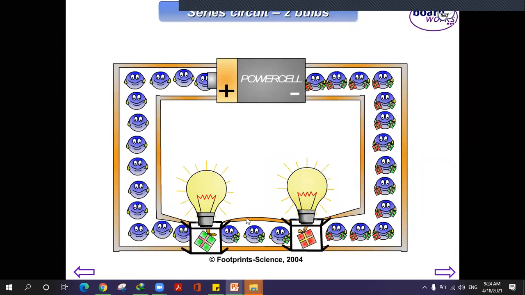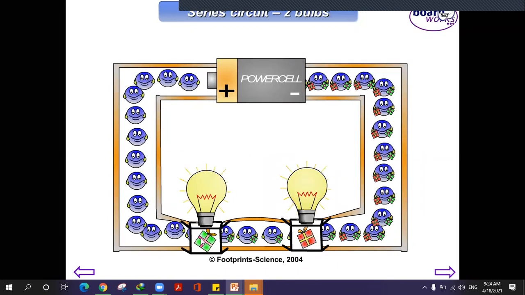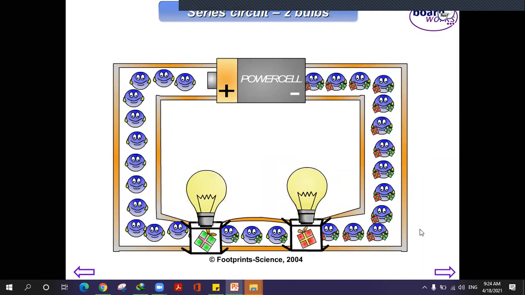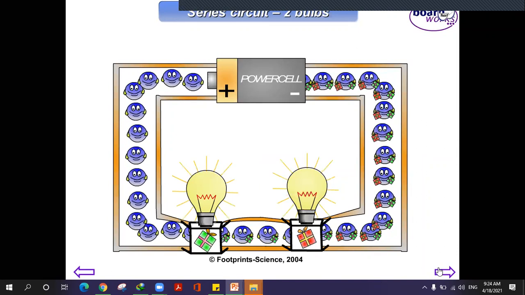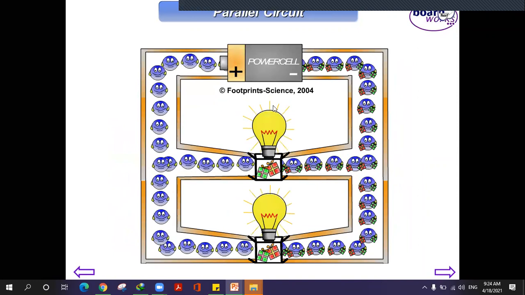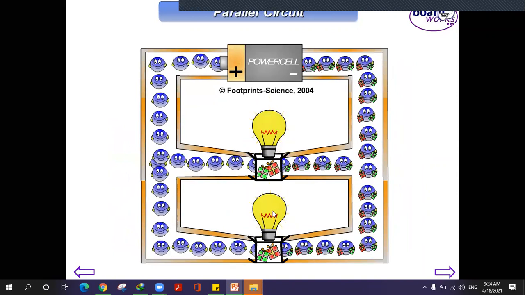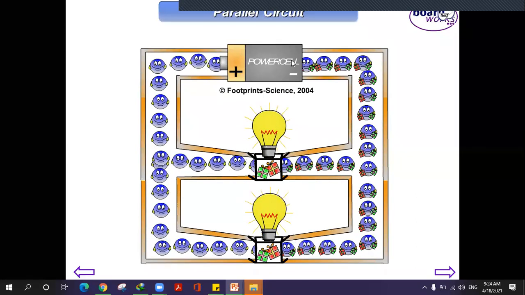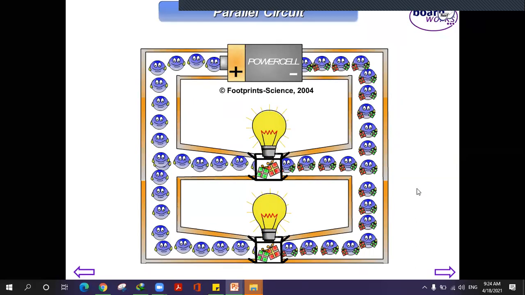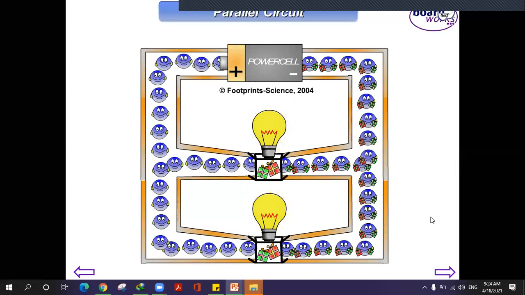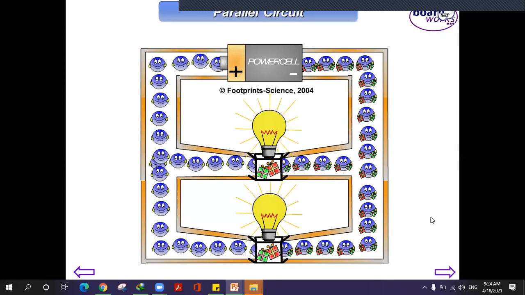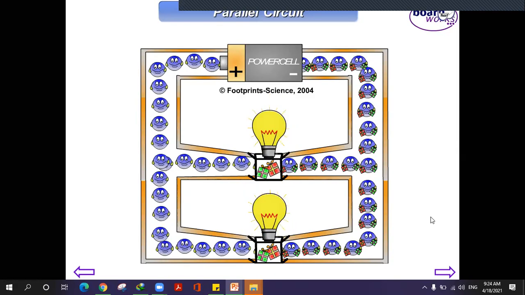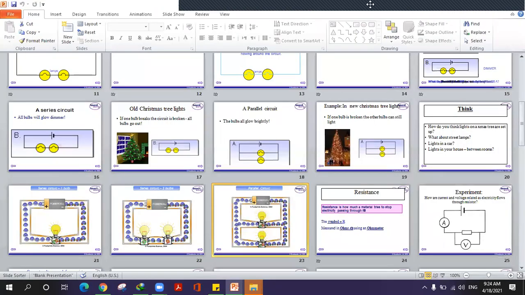Now, when I have two bulbs, each will have a part of this energy, and that's why they appear dimmer, not bright enough. But in a parallel circuit, each bulb has the same amount of energy from the battery. So that's why they are way brighter than the ones in the series circuit. Okay? Do you guys get it for today? Yes. So that was the end of it.